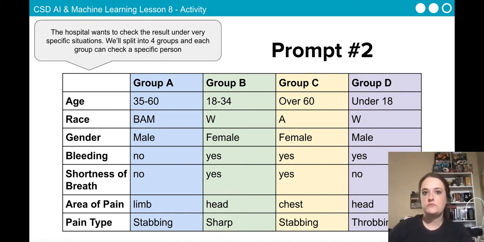And this is what I want you to do. If you are a senior, I want you to check on this group. If you are a junior, I want you to check this group. If you are a sophomore, 10th grade, check on group C. And if you are a 9th grader, check on group D. Okay, put your results in the discussion board.